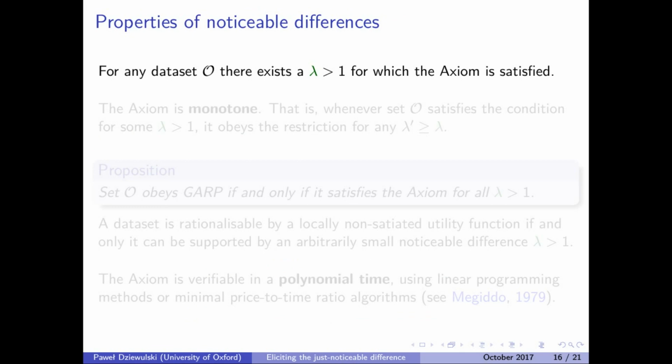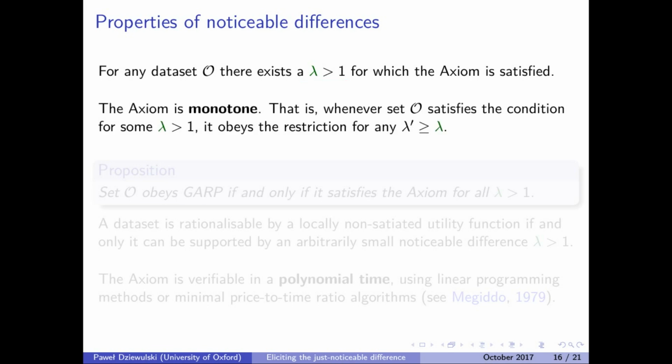We find it instructive to state some basic properties of noticeable differences. First of all, it is easy to show that for any set of observations, there is a sufficiently large noticeable difference lambda for which the set is rationalizable. Second of all, whenever a set of observations is rationalizable with some noticeable difference lambda, it can be rationalized with any larger value of the noticeable difference. Thus, the interest of the researcher may be restricted to the least value of the noticeable difference for which the set is rationalizable.